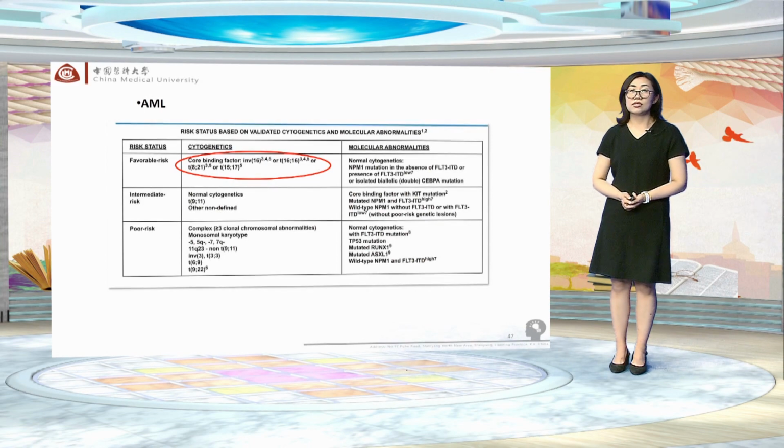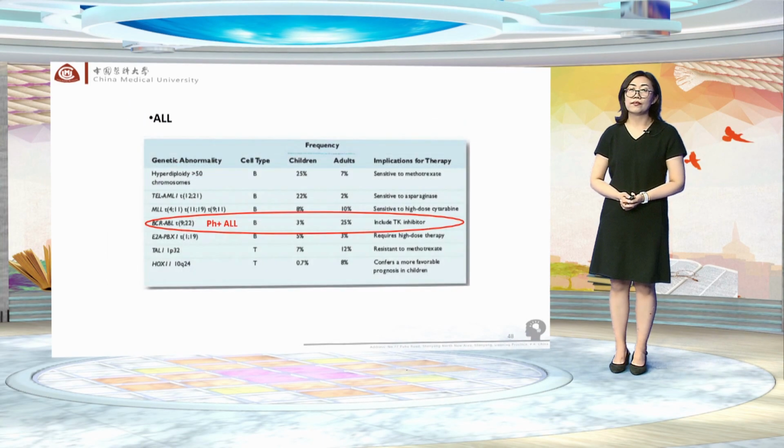Based on validated cytogenetic and molecular abnormalities, AML can be subdivided into 3 risk statuses: favorable, intermediate, and poor. For example, the translocation of 8 and 21 or inversion of 16, seen in 40% of M2, is associated with a better prognosis, while TP53 is associated with the worst. In ALL, the genetic abnormalities can suggest ALL therapy and prognosis.